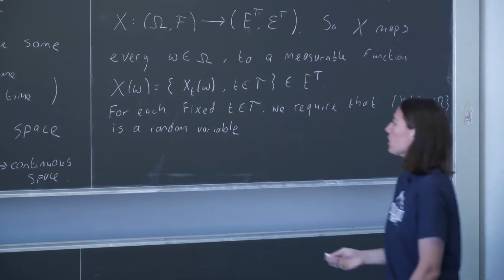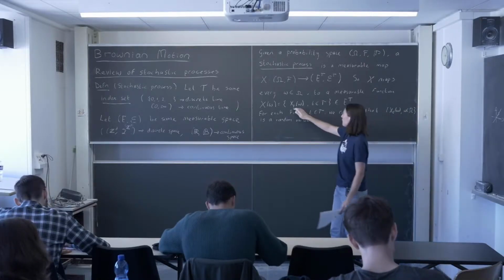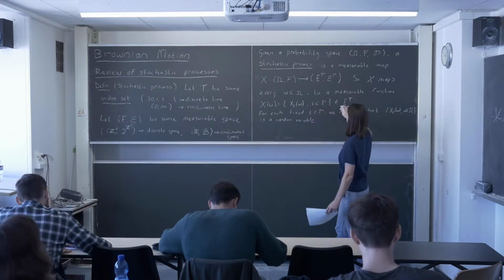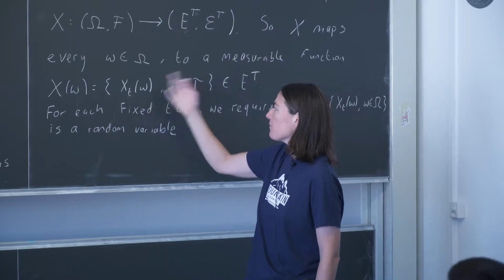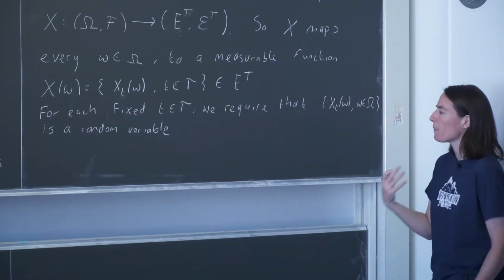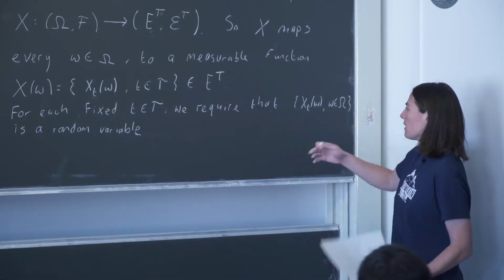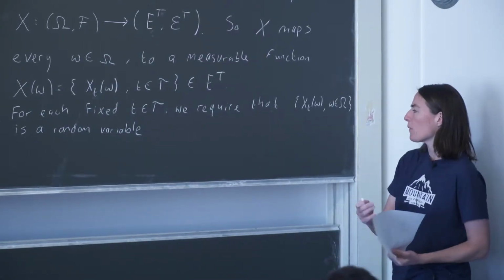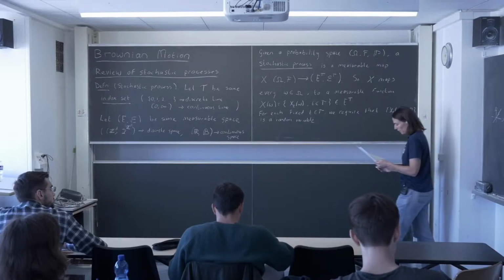Okay, so what have I done here? If I fix t, then for every omega, instead of having a whole function, I just get some value in the set E, so some real value or some integer value. And what I need to know is that this gives me a random function from omega to the set E, and I need that random function to be a random variable.